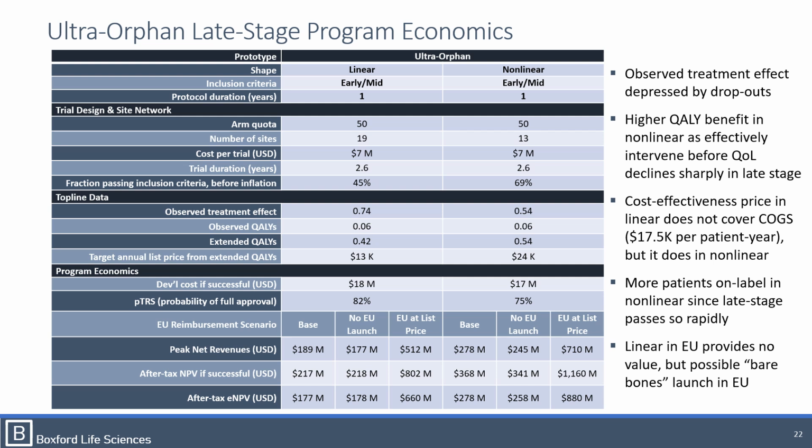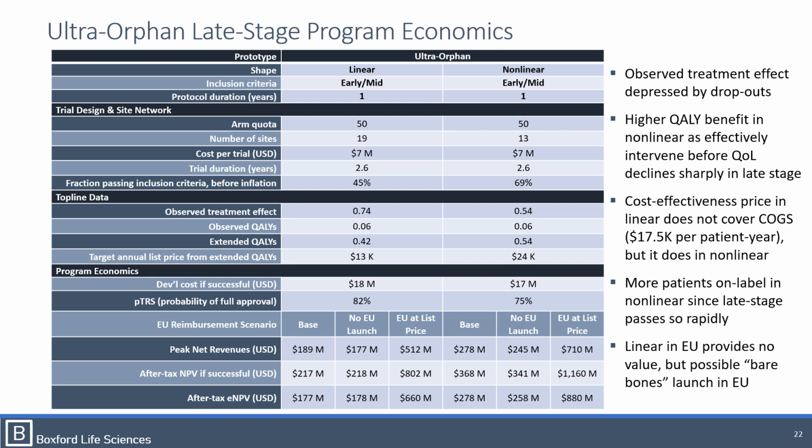Again, showing ultra-orphan drug trials are extremely difficult to close. It's one of the main reasons why, of course, we use these synthetic control single-arm trials. Development costs are low because we do have small patient counts, so the economics of developing it are pretty cheap. But what we see in linear disease is that the cost-effective target price that would be calculated in the EU is actually lower than the cost of goods sold because we're assuming this is a relatively expensive drug to make.